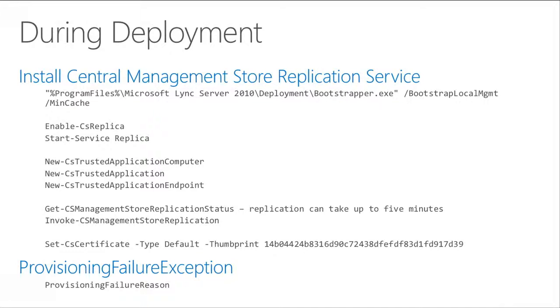And then there are three sets of commandlets you need to use. One is the New-CsTrustedApplicationComputer. These are the computers you need to enable for the trust relationship with the Lync server. And then you need to create a trusted application itself. For example, if you have a contact center, I would create a trusted application for the contact center. And the number of endpoints you want in the particular application.